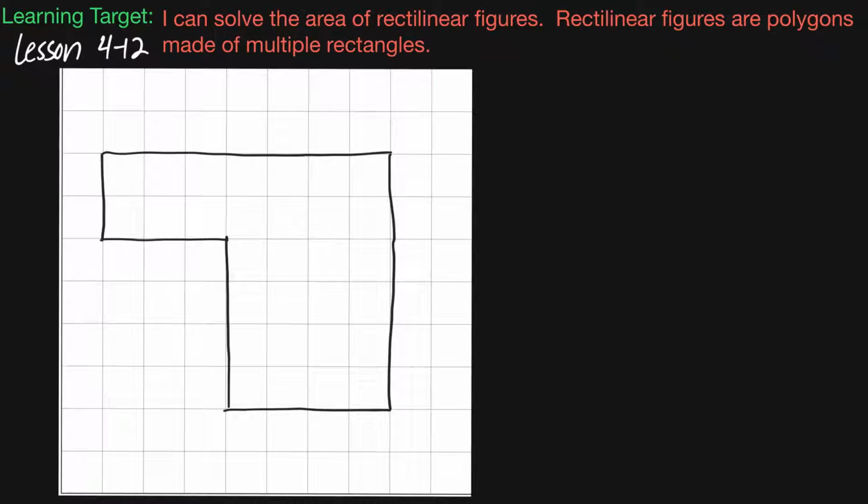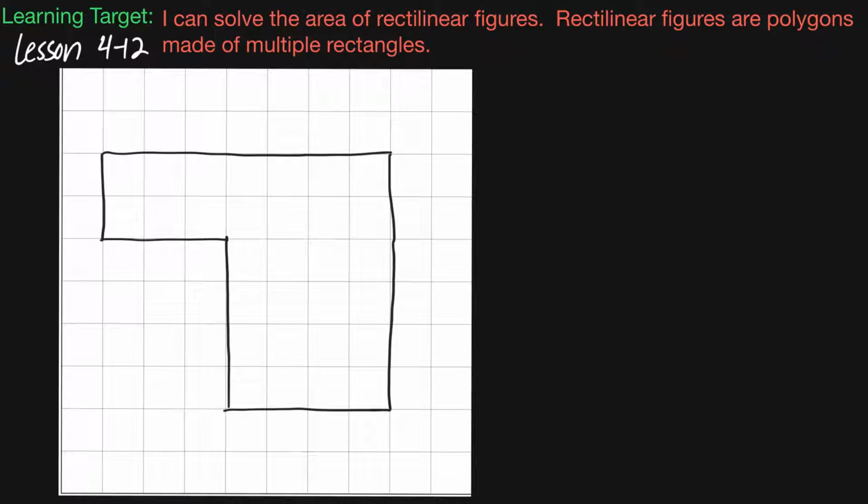It's been a few days since we've had one, but let's again review by checking out our learning target. I can solve the area of rectilinear figures. A rectilinear figure is a polygon made up of multiple rectangles. So you can see here that this polygon, a closed figure with straight sides, is made up of multiple rectangles, and we're going to use that to solve and find the area for this rectilinear figure.